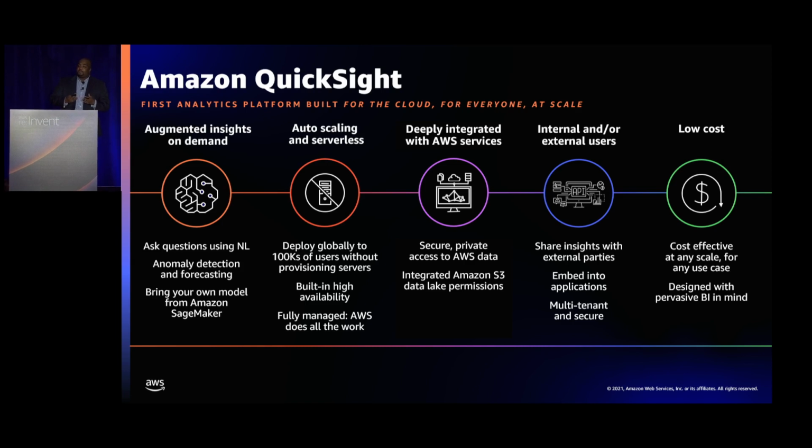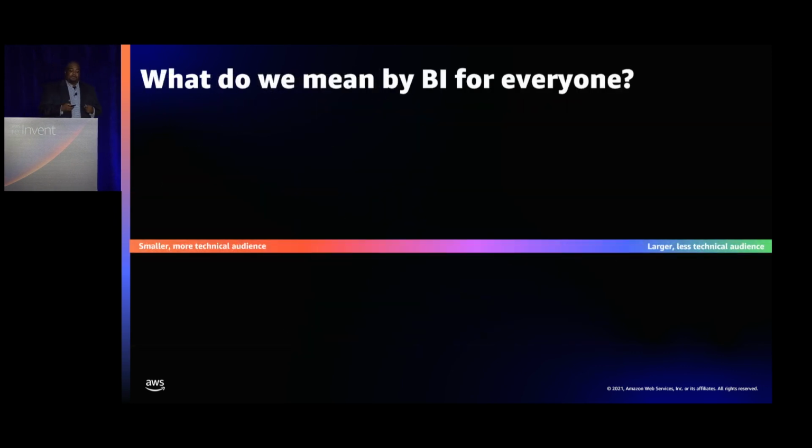And then finally, QuickSight is very cost-effective. We came out with the first pay-as-you-go BI tool, so you can crawl, walk, run with that, whether it's the user-based or the capacity-based pricing, or we even offer private pricing agreements to map to your use case as well. Now, what do we mean by BI for everyone?